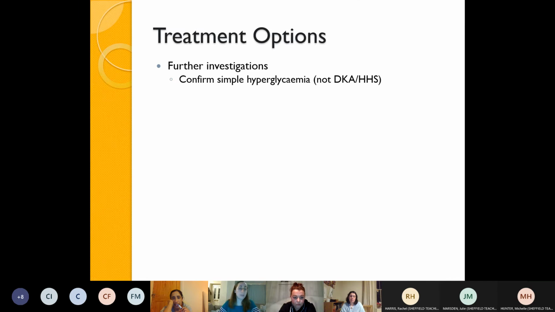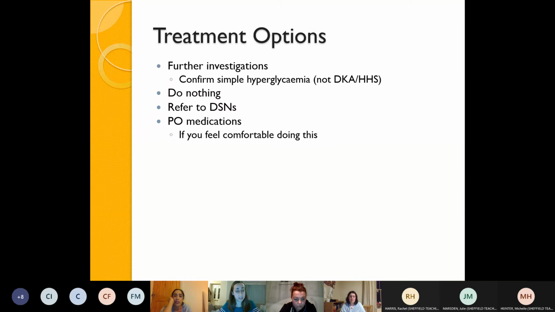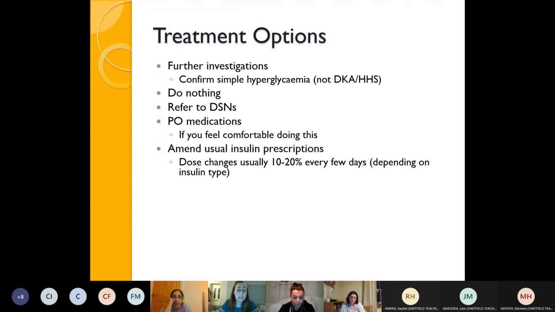Options are, we can do further investigations, so if we're checking that they're not in DKA or HHS, we can consider that. We can do nothing. If they look absolutely fine, it's not that high, they have no ketones, I'm not worried, that's an absolutely fine thing to do, especially in the middle of the night. We can refer to the diabetic specialist nurses. We can treat people with oral medications, but I'm not going to start going through all that, don't worry.